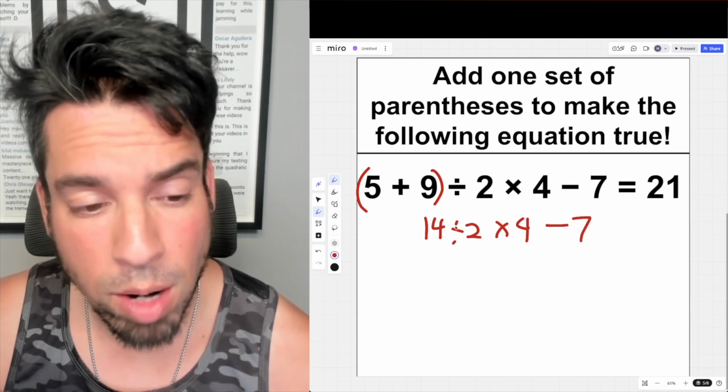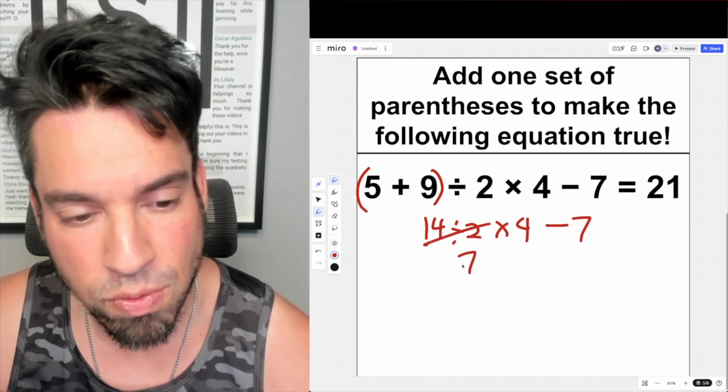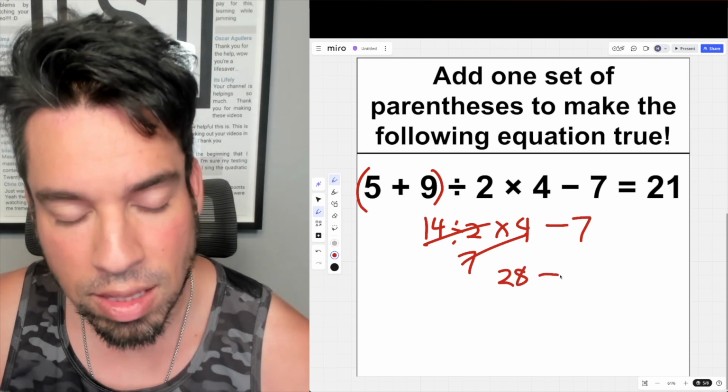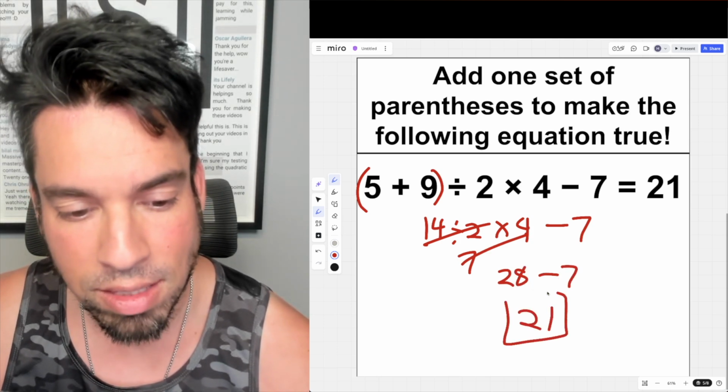Next, we go left to right with the division and multiplication. 14 divided by 2 would be 7. 7 times 4 is 28. And last but not least, 28 minus 7 is 21. That's how you do it.